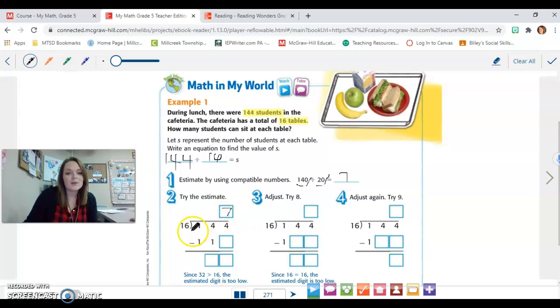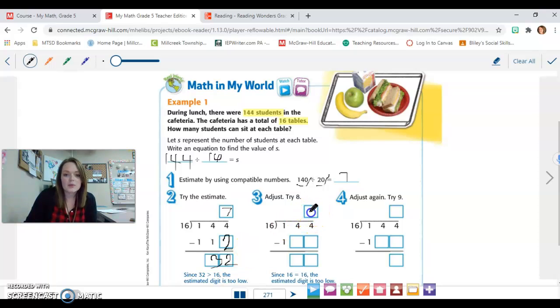We're going to do 7 times 16. That's a big number. 7 times 16 is 112. So we're going to take 4 minus 2 gives me 2. 4 minus 1 gives me 3. Now we're going to look at this number. I don't think 7 is big enough because 16 can go into 32. So let's try an 8.